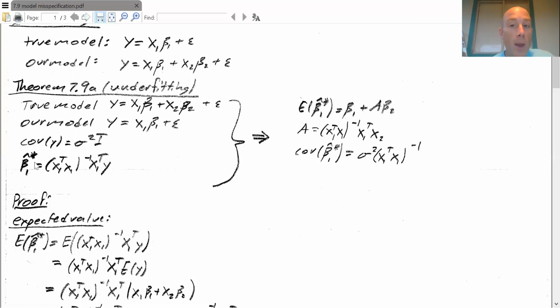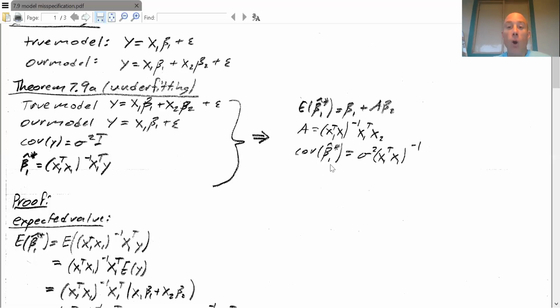In this situation, the expected value of beta hat star 1 is going to be beta 1. That's good, we like that. But there's some junk tacked on. This will be the bias term. What is this bias? It's going to be this matrix here, (X1 transpose X1) inverse X1 transpose, which should be really familiar at this point, times X2. Then we multiply by the coefficients of the variables that we missed out on, and that gives us our bias term.